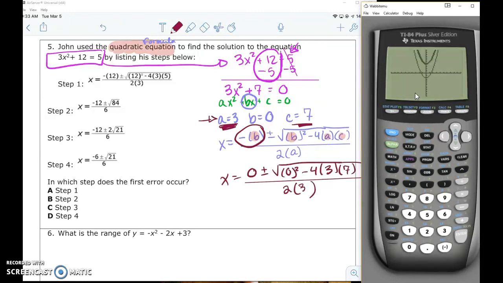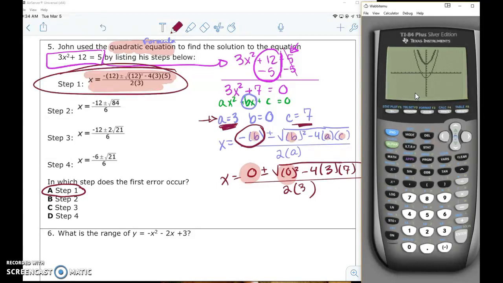Let's look at what John in our problem did. Step 1. In step 1, John has negative 12 plus or minus the square root of 12 squared minus 4 times 3 times 5 divided by 2 times 3. Notice this does not match what we have. We have that the b value is 0. So already John has made a mistake. It says, which step does the first error occur? You can say his first error occurred in step 1.